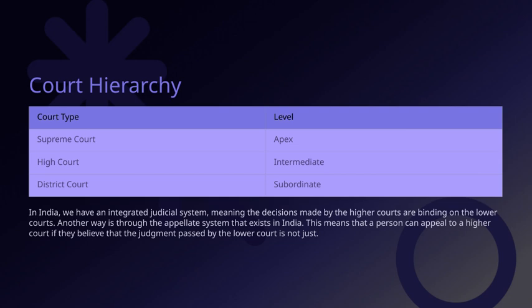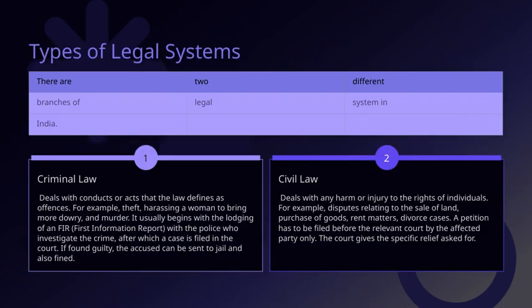Overall, this hierarchy and appellate process help maintain consistency and fairness in our judicial decisions, reinforcing the integrity of the entire system. Let's take a closer look at the two different branches of the legal system in India. As you can see, the first is criminal law. This branch deals with conduct or acts that the law considers offenses.